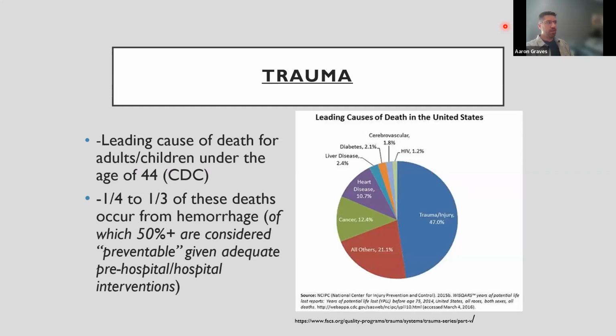Some background on how trauma affects people in the United States and worldwide. So in the US, trauma is the leading cause of death for adults and children under the age of 44. Approximately a quarter to a third of these deaths occur from hemorrhage. Of that, approximately 50% are considered preventable. That is to say, given some proper intervention, pre-hospital or hospital, these deaths could possibly be avoided.